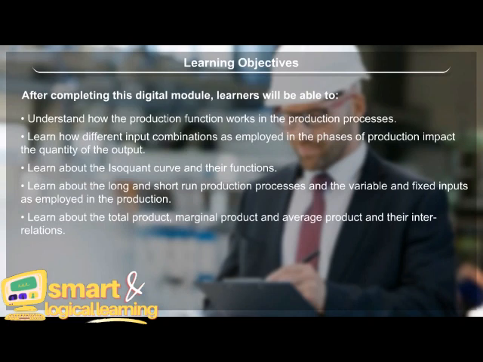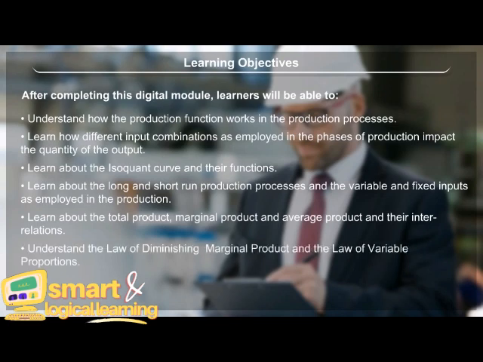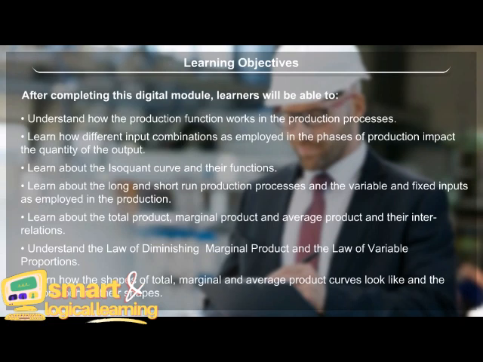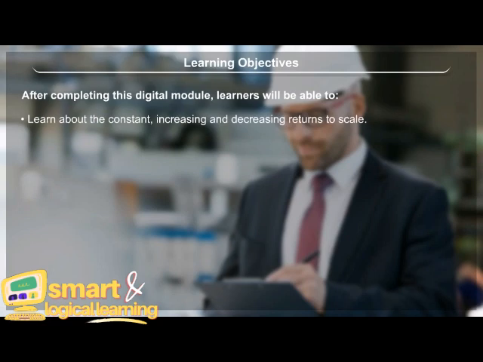Learn about the total product, marginal product, and average product and their interrelations. Understand the law of diminishing marginal product and the law of variable proportions. Learn what the shapes of total, marginal, and average product curves look like and the reasons behind their shapes. Learn about the constant, increasing and decreasing returns to scale.